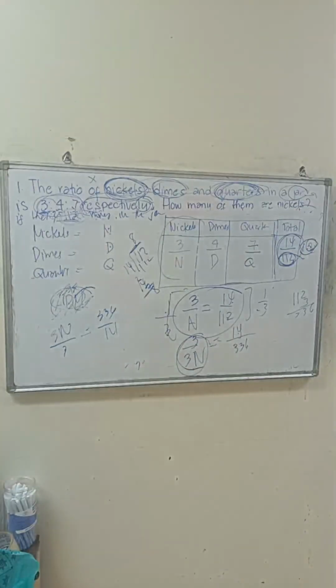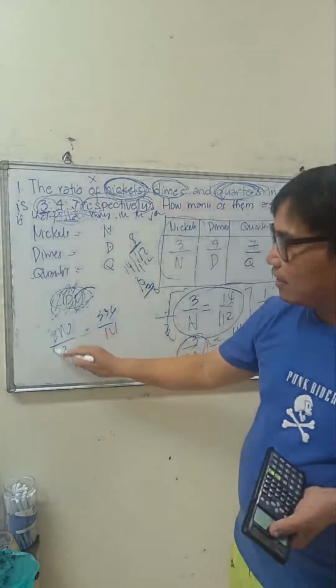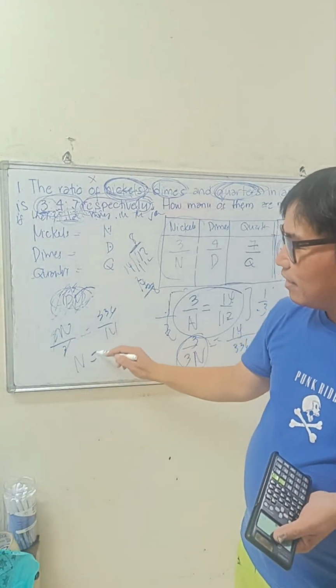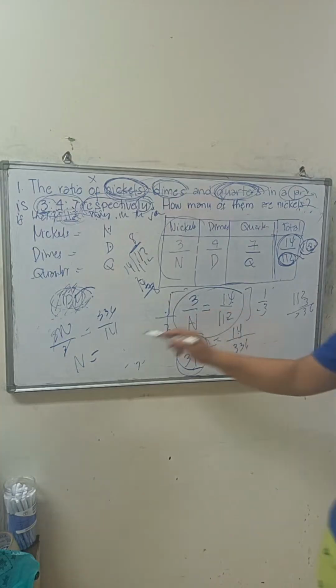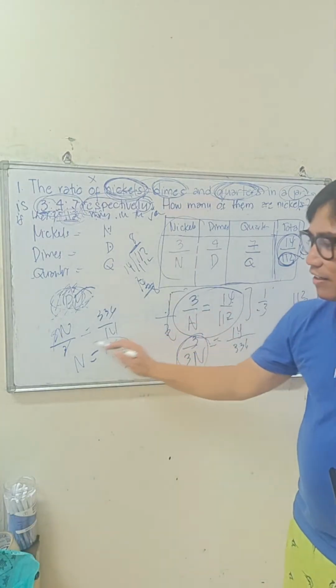Are you sure it will yield the same answer? You are already inverting that. I don't know either, that's why I need to find out. Get the point? So I can cancel the 3, so n equals 336 divided by 14. Let me solve it. See? 24.